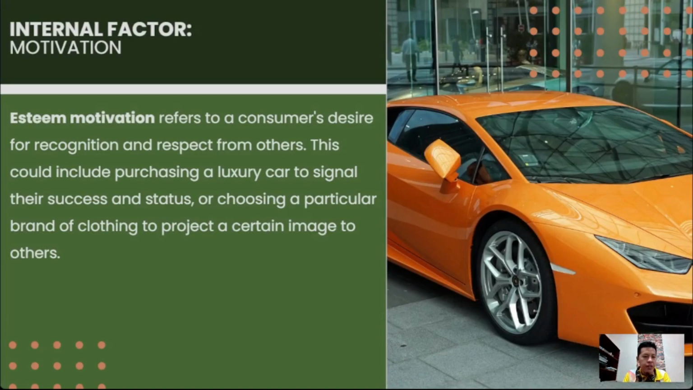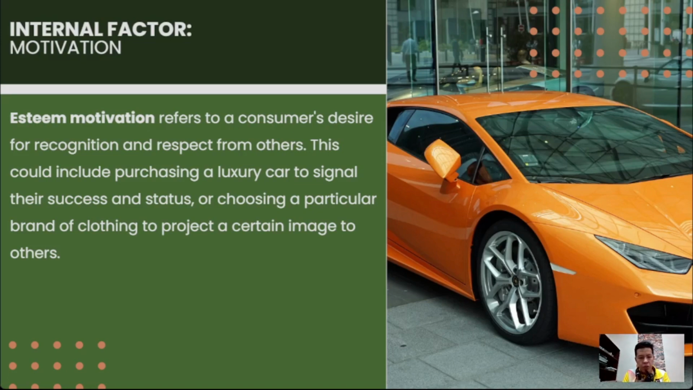Another motivational factor is esteem motivation. This refers to the consumer's desire for recognition and respect from others. This could include purchasing a luxury car to signal their success and status, or choosing a particular brand of clothing to project a certain image to others.